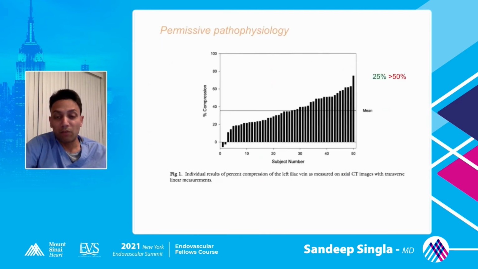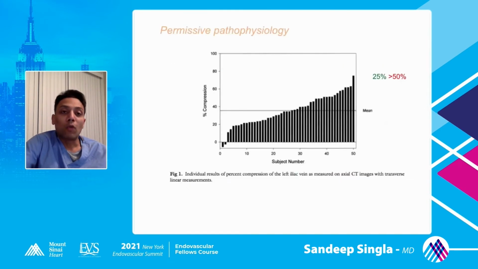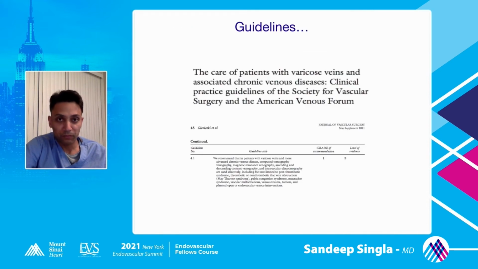All said and done, you need to realize that iliac vein compression of more than 50% can be an incidental finding in up to 25% of cases, as was documented in this study. So what that leads to is that a compression without manifest disease gives us an idea that this may be a permissive pathophysiology and that not every compression needs to be treated.